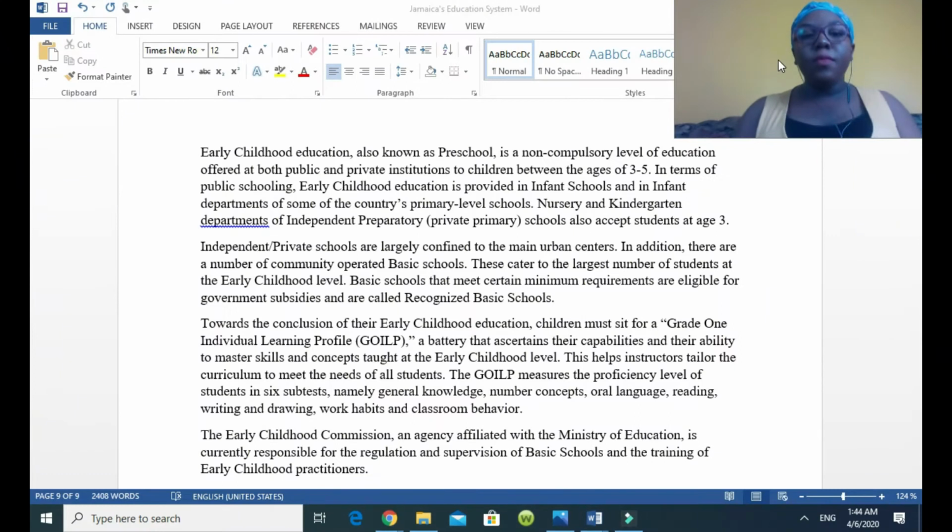For today's demonstration, we're going to use these few paragraphs and combine them into one suitable paragraph to bring a specific point across. For this assignment, the rubric asked us to explain the roles and functions of education systems in Jamaica. So Jamaica is the region. So let's go.